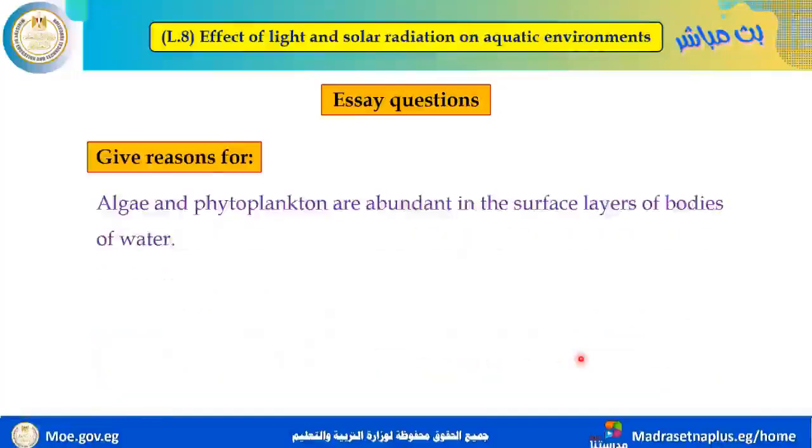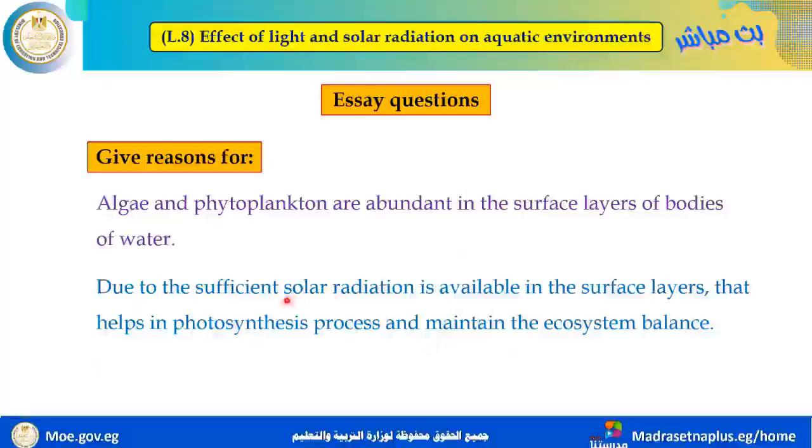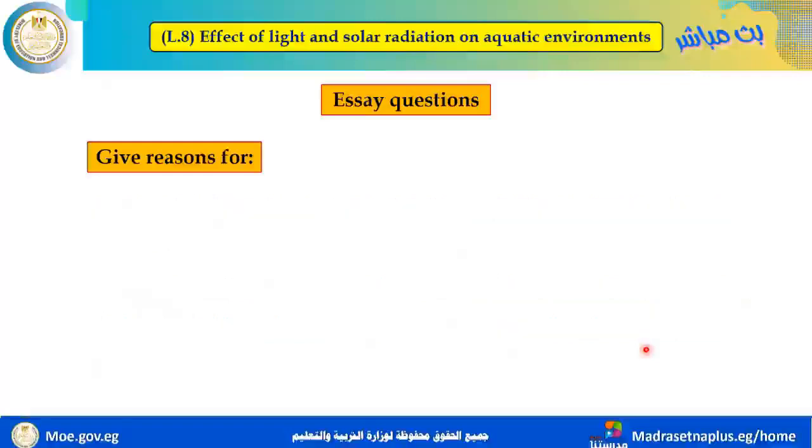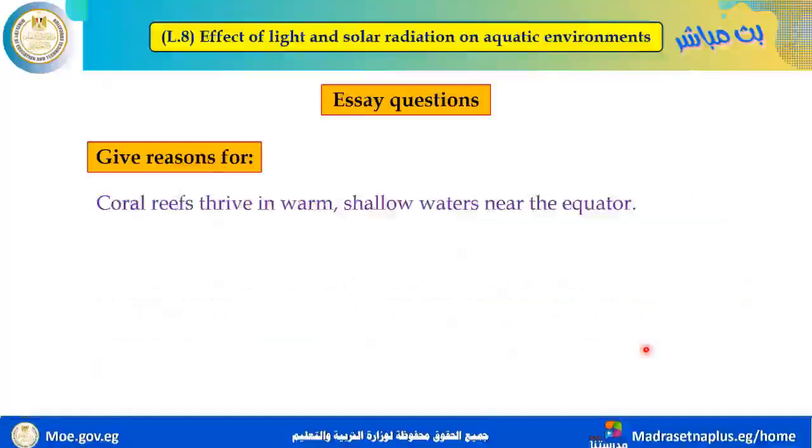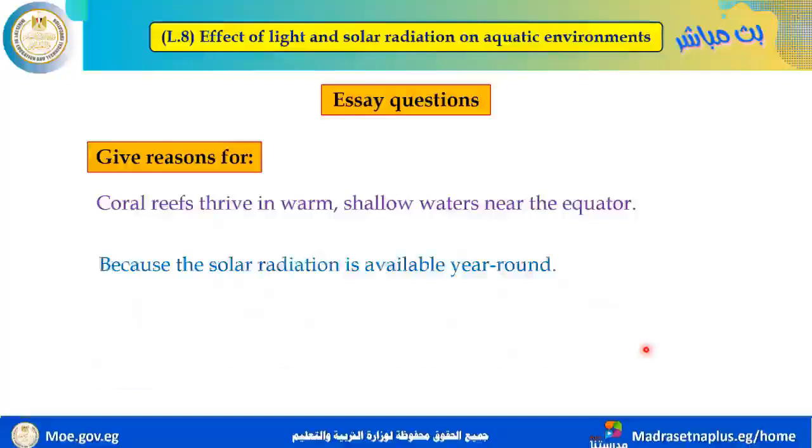Another question. Algae and phytoplankton are abundant in the surface layer of bodies of water. That's clear for us. Yes, due to the sufficient solar radiation available in the surface layer that helps in the photosynthesis process and maintains the ecosystem balance. Coral reefs thrive in warm, shallow waters near the equator. Yes, because the solar radiation is available year-round.